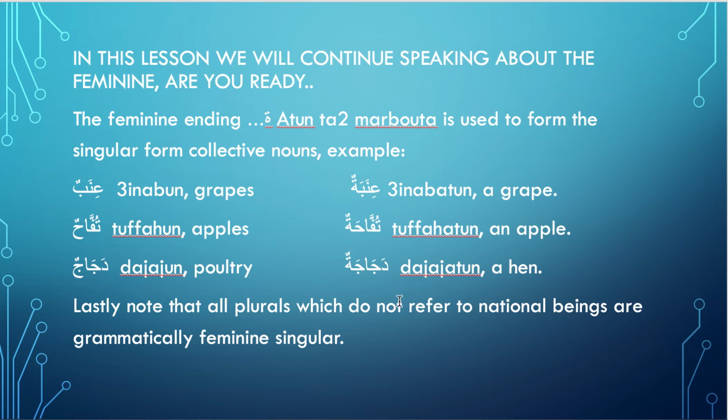دجاجون is the plural. Now to make it feminine we add a T at the end, and that will make it singular and feminine, so it will be a hen. And here دجاجون will be many chickens, like running around, or it will be cooking chicken basically, cut up.